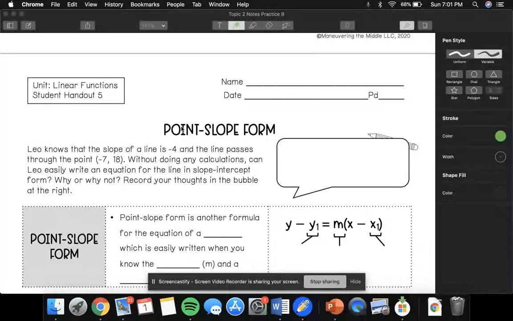Leo knows that the slope of a line is -4, and the line passes through the ordered pair (-7, 18). Without doing any calculations, can Leo easily write an equation for the line in slope-intercept form? Why or why not? Record your thoughts in the bubble at right. Go ahead and take a second, write down what you think, pause it if you need to, and when you're ready and have your thoughts down, hit unpause.